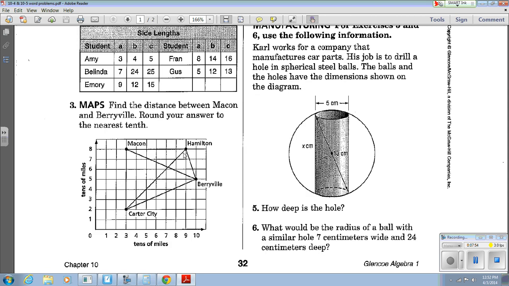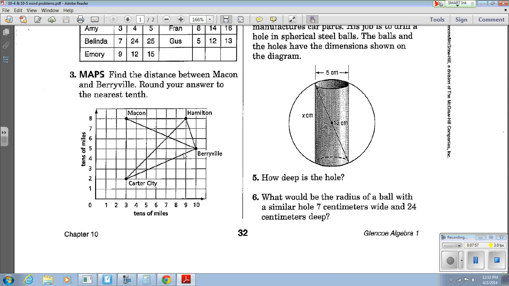Okay, problem 3 here. All right, this is actually on a map, and they'll do this on maps. They'll try to find the distance between a couple of different points. We're supposed to find that distance between Macon and Berryville. Round your answer to the nearest tenth.